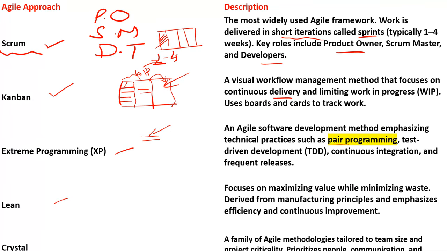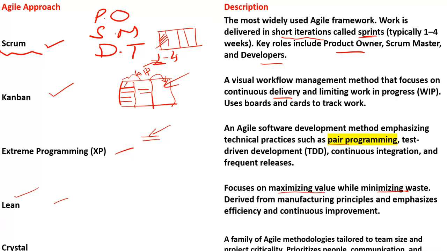Lean focuses on maximizing value and minimizing waste. These are the keywords for Lean. If you see a question asking about the approach in which you have to maximize value and minimize waste, it means they are talking about Lean.